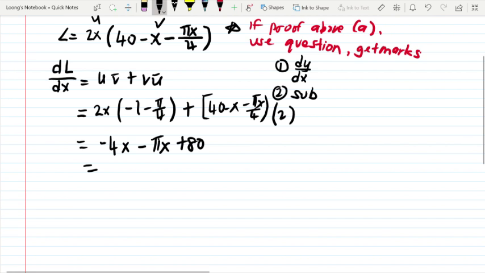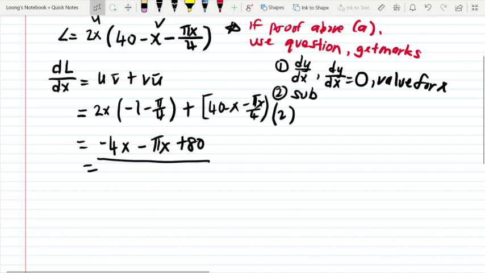And this is our final answer. So in order to get the value, as always, we set the differentiation equal to 0, and you will find the value needed for x. So 0 equals negative 4x minus pi x plus 80. And we're simplifying this one.